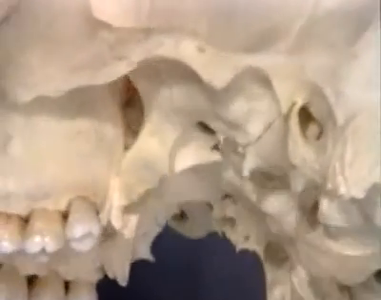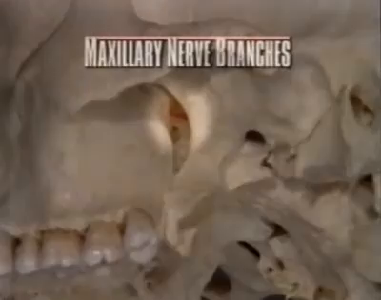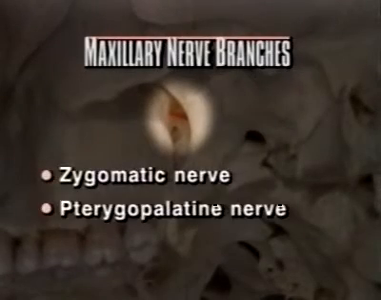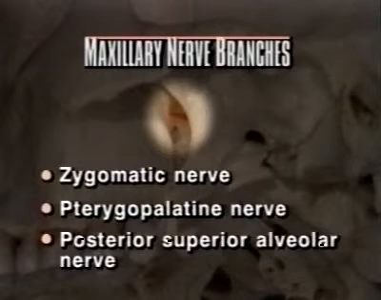The maxillary nerve exits the cranium through the foramen rotundum to reach the pterygopalatine fossa, where it gives off several branches: the zygomatic nerve, the pterygopalatine nerve, and the posterior superior alveolar nerve.